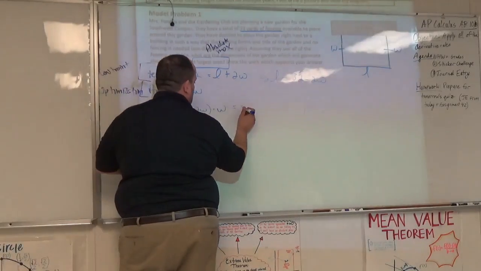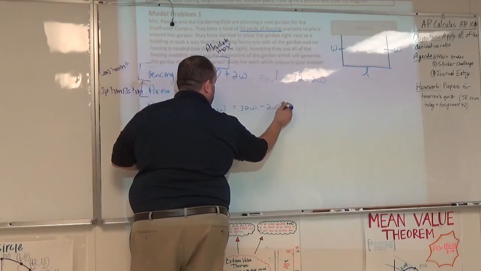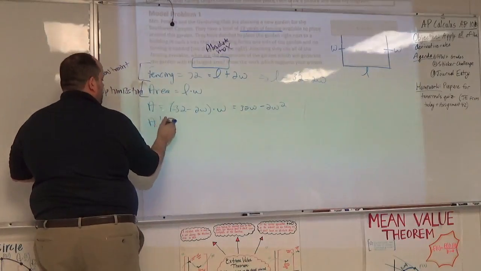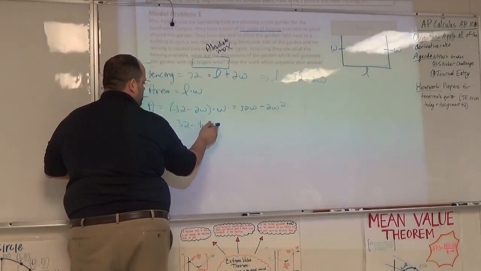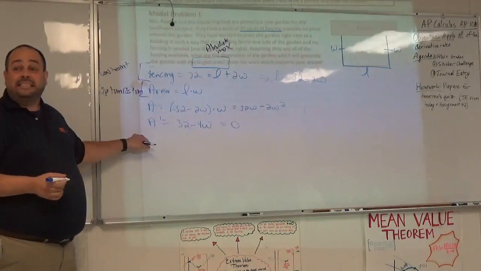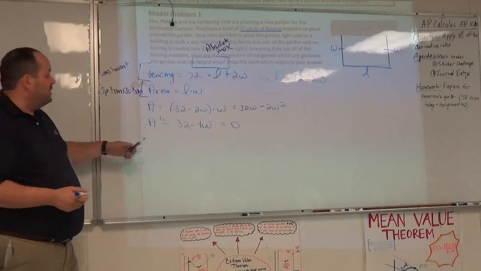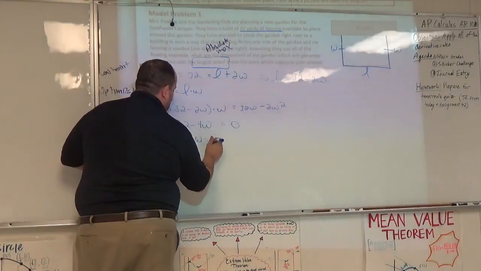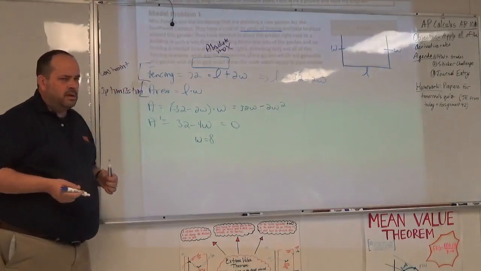Okay, so I'm going to get 32w minus 2w squared. A prime is 32 minus 4w. I'm going to set that equal to 0. I want to see that I'm setting this equal to 0, and that means that my width has to be 8. Everybody's okay?